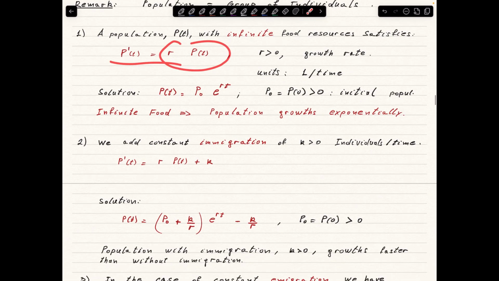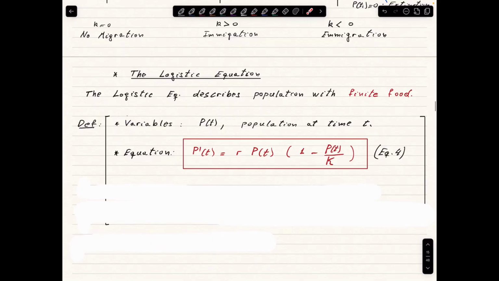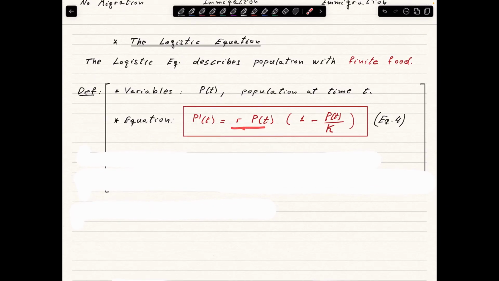It's the same term, but now we have an extra term. So this term multiplied by that gives us the exponential growth equation, but then we have another term here which is going to be quadratic in the population and has a negative sign in front, and that term tries to reduce the growth rate of the population. So the logistic equation is given by p prime equals rp, multiplied by 1 minus p over k.